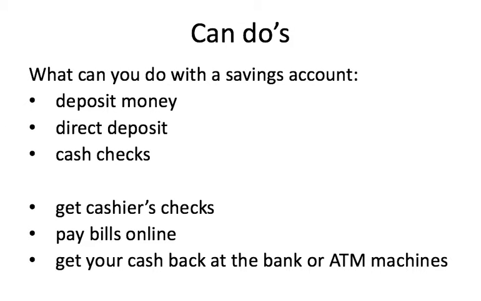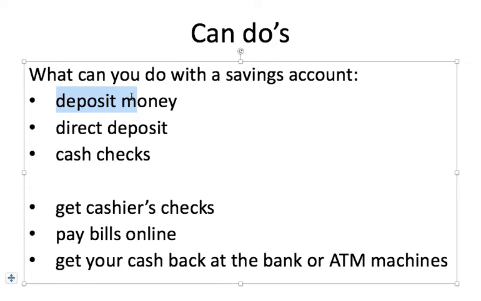So what are you able to do with a savings account? You can put money in by depositing it or through direct deposit. You can cash checks, get cashier's checks, pay your bills online, get cash back at the physical bank or at an ATM. This is basically the same list as a checking account, with the one thing deleted here: you cannot write checks from a savings account.